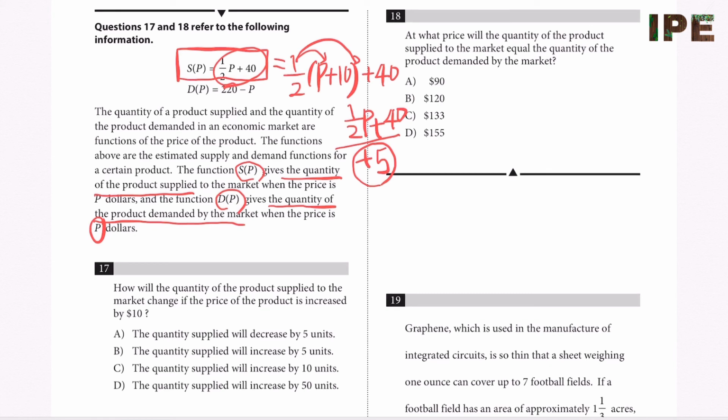In the other way, use slope. Slope is a rate. So what is the slope of SP? Slope is 1/2. That means SP is increased by 1/2 according to P increased by 1 unit. But P is increased by 10 units now. So SP is supposed to be increased by 1/2 times 10. That means 5. Okay, so B is the answer.